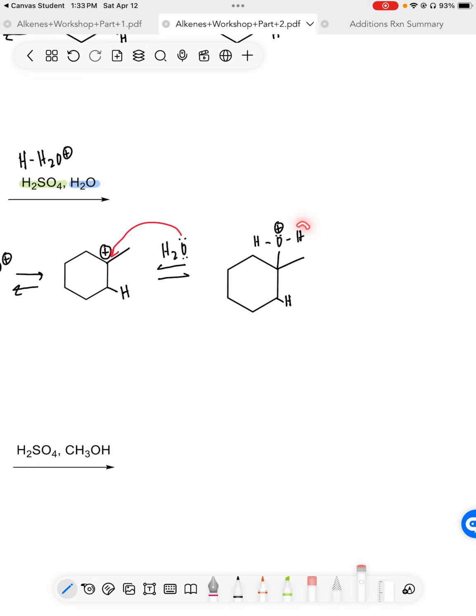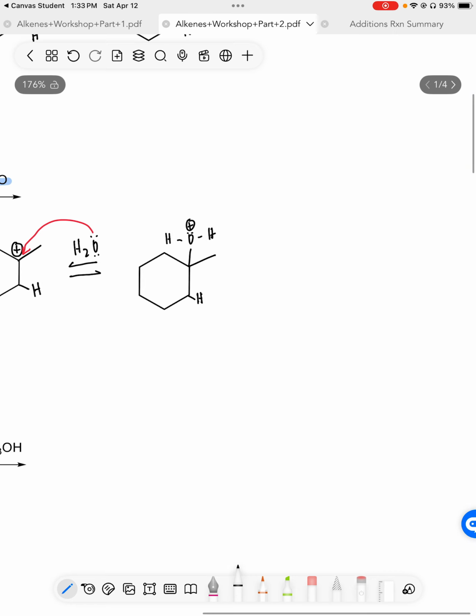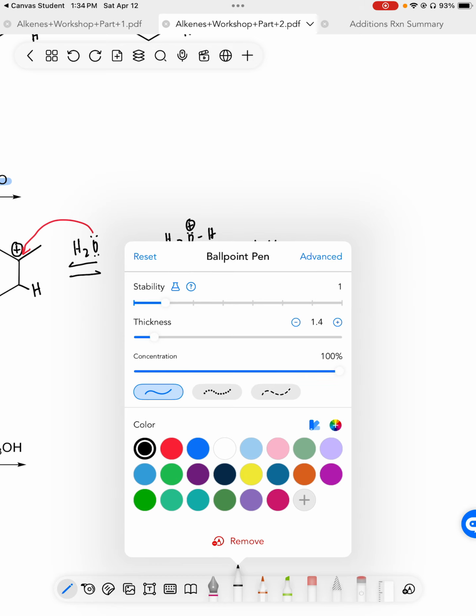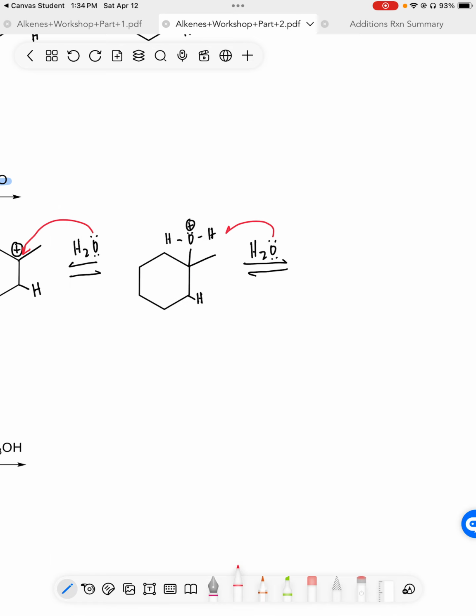So you can see that there's a hydrogen that we can pluck off. And remember how I told you that H2O in acidic conditions can act as a base or a nucleophile. Up here, it's acting as a nucleophile and attacking the electrophile. Here, it's going to act as a Bronsted base, and it's going to deprotonate that hydrogen for us. So we can get rid of that positive charge on the oxygen. And then we get our final product.